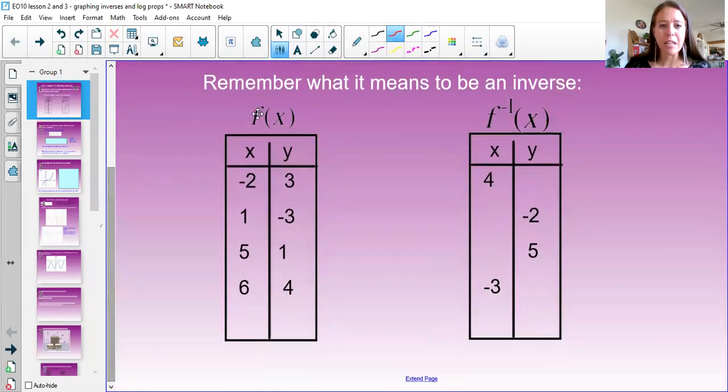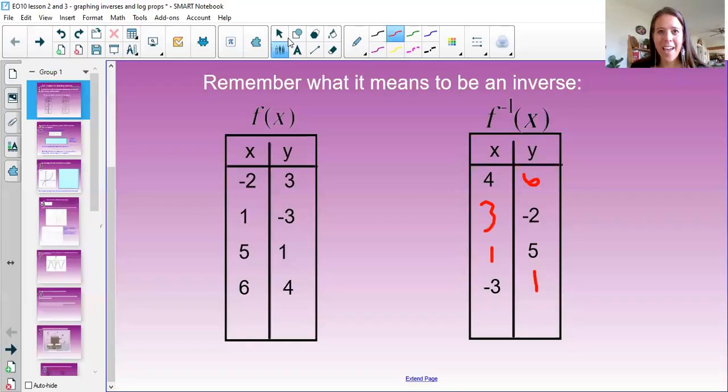So we talked about, in terms of a table, how we can find the inverse. So I want you to pause your video and see if you can fill in this second table if we're taking the inverse of the first table. Okay, so go ahead and try that. And magic, my table's filled in. So I want you to check your table with my table and see how you did.